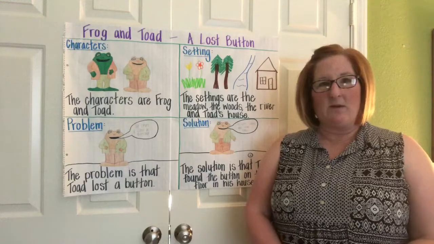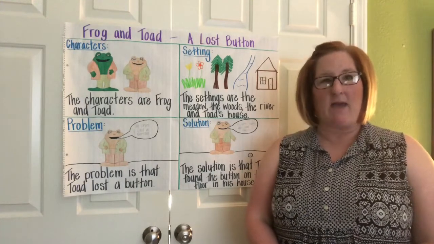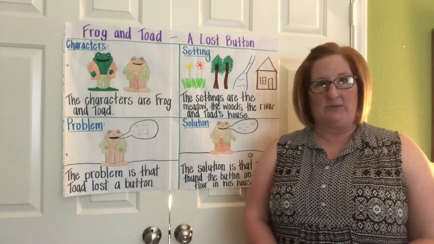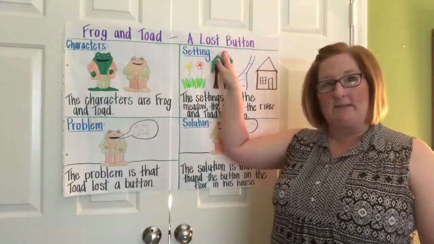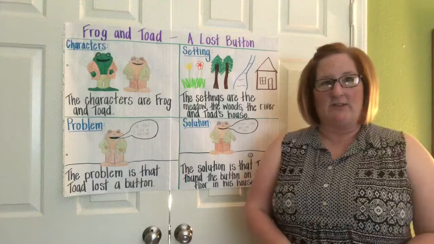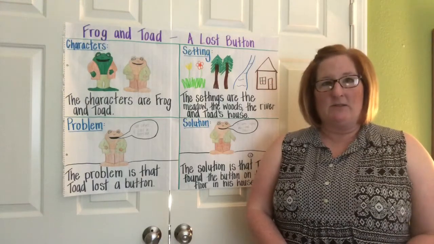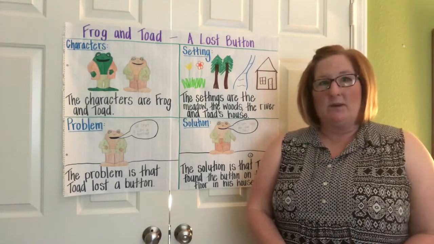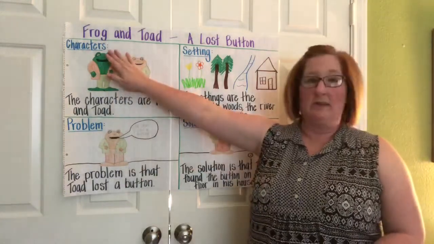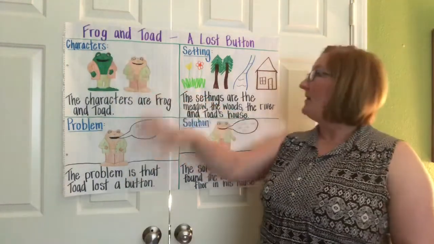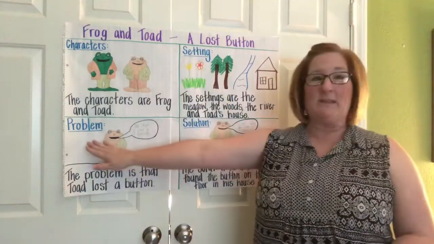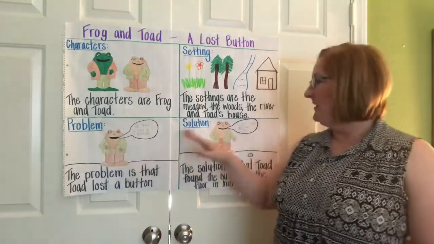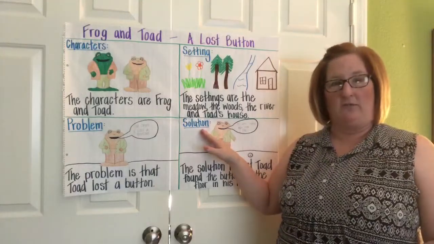Today we're going to be working on making a story map for another Frog and Toad story. Today we've listened to A Lost Button, which is a fantastic Frog and Toad story. So when we think about story elements and a story map, we're thinking about who are the characters in the story, what's the setting or settings in the story, what's the main problem, and then what's the solution? How do they solve the problem?